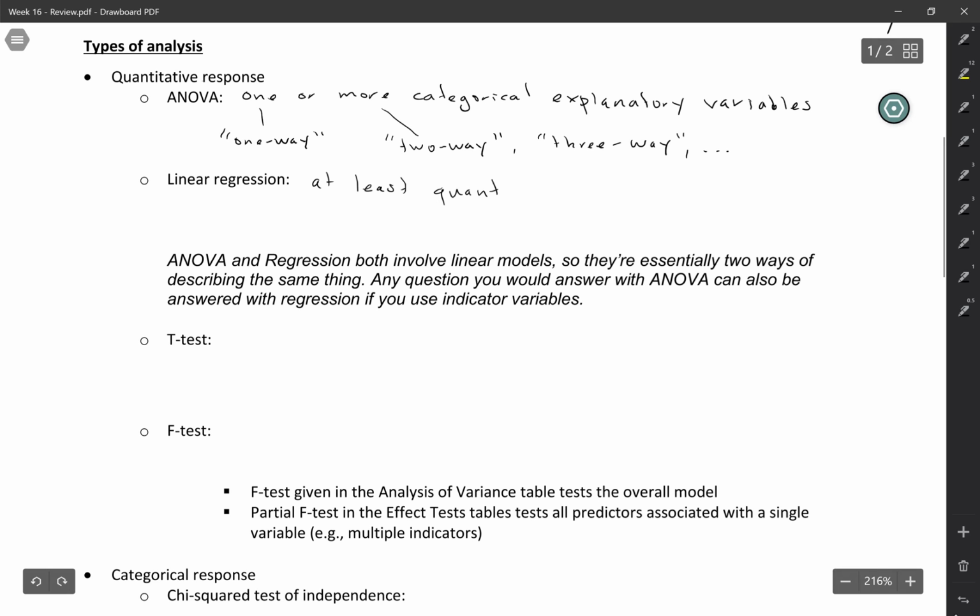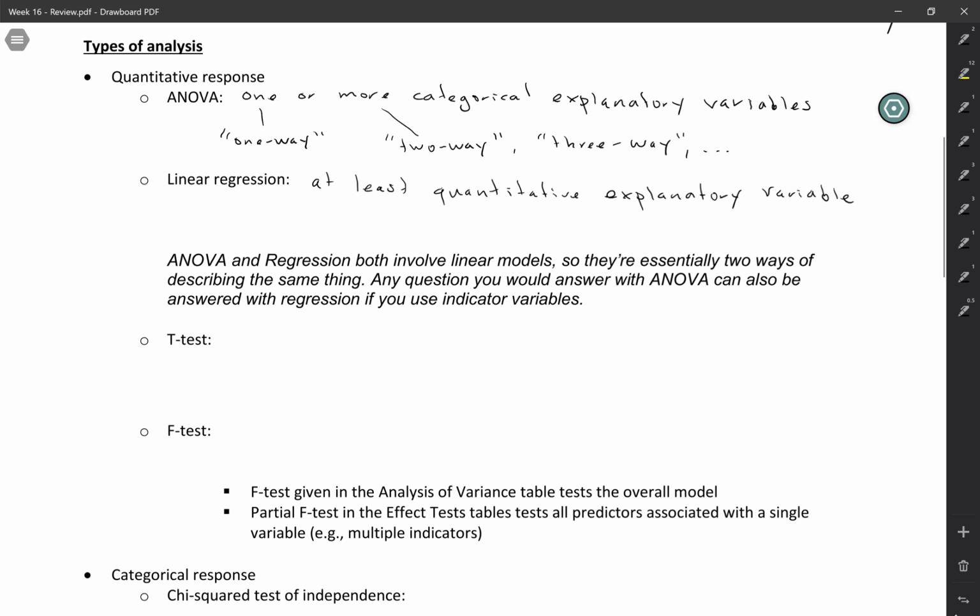So you can combine this. You can have a linear regression model that has both categorical and quantitative variables in it. It's actually even possible to use linear regression with just categorical, but we don't usually call it that. Usually if we're calling it linear regression, that means that we have at least one quantitative variable.